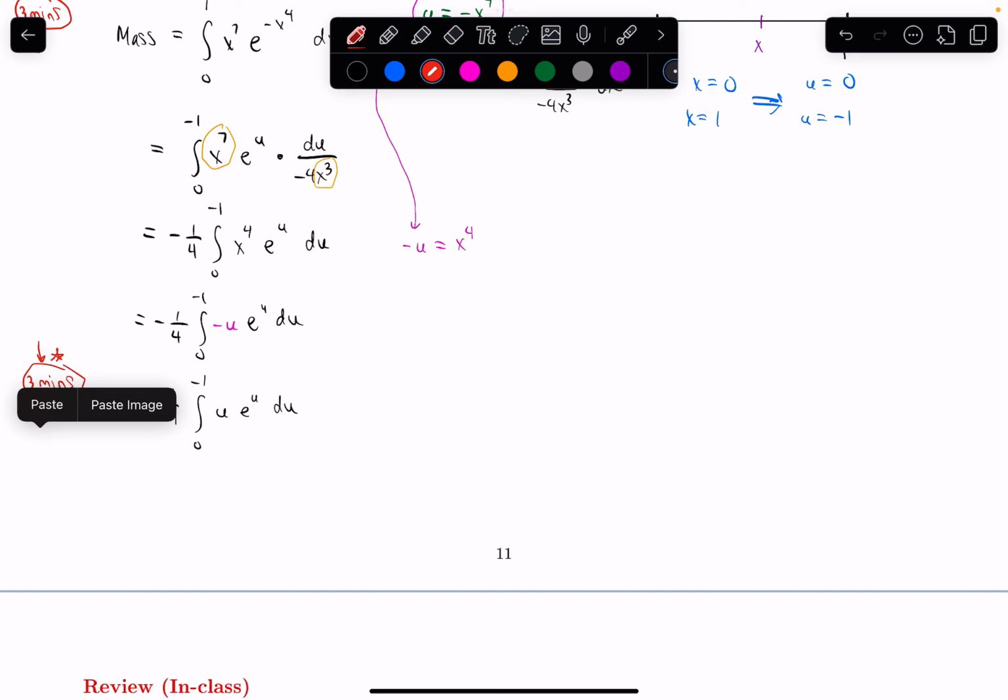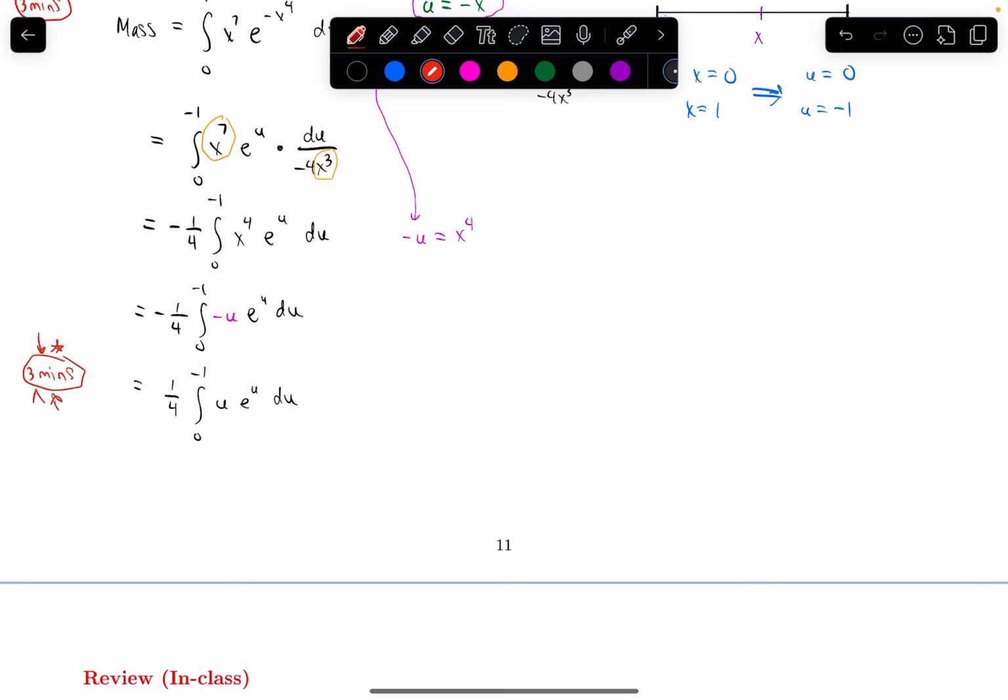All right, hopefully you paused it and you tried it. It turns out that for this one, u-substitution isn't really helpful. We are going to need integration by parts.